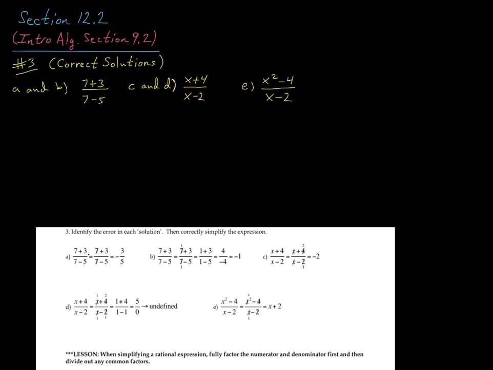Okay, so in part A, we have 7 plus 3 divided by 7 minus 5, and it looks like the person here just put slashes through the 7, and then those disappeared, and then they're taking the positive 3, dividing it by negative 5, and winding up with a negative 3/5. So what's the problem there?